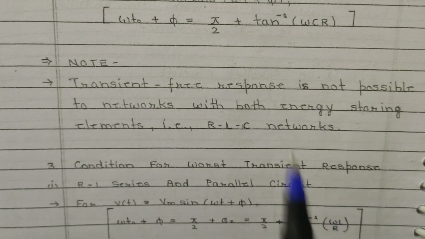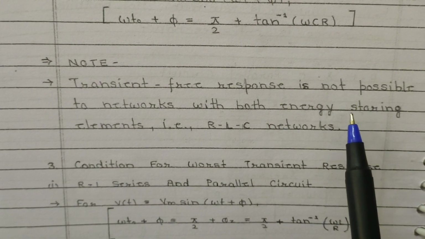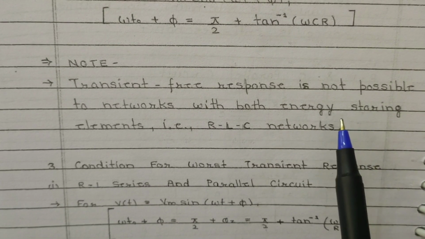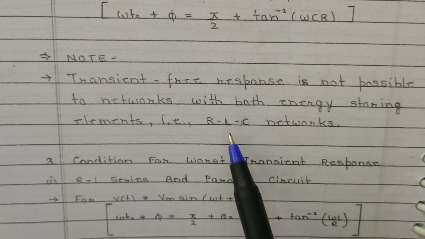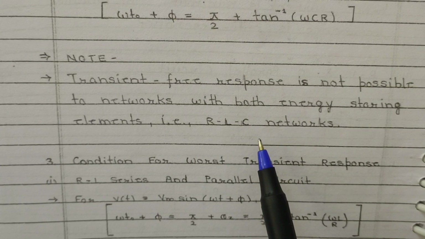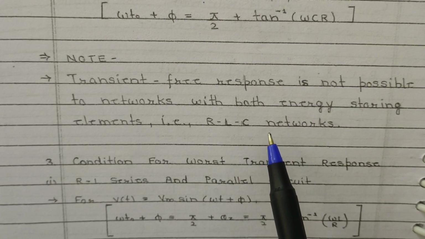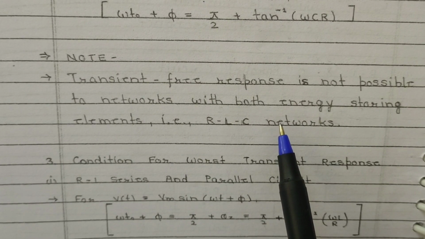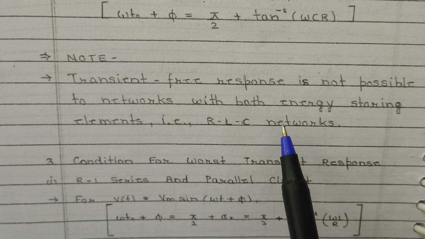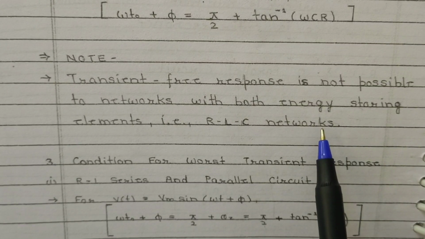Transient free response is an imaginary thing. It is not possible in each and every network which consists of resistors, inductors and capacitors. If there are storage elements in a network, then you will get some transient in that network. There will be no transients only if storage elements are absent.